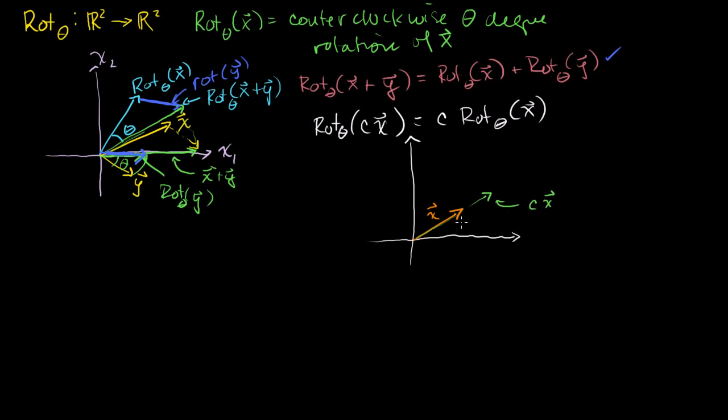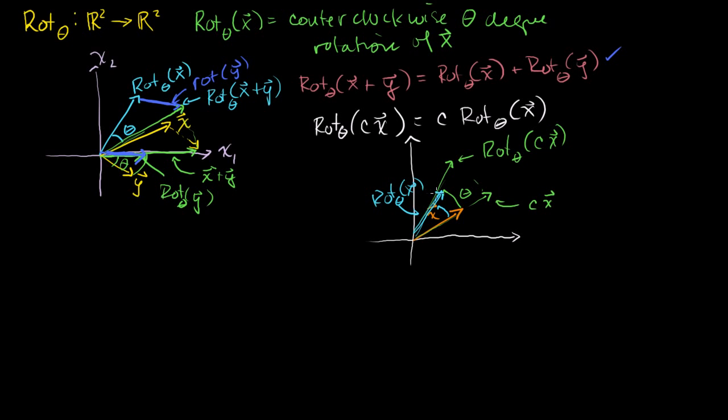And now we're going to rotate that through an angle of theta. So if we rotate that through an angle of theta, you'll get a vector that looks something like this, rotating it counterclockwise. So this vector right here is the rotation by an angle of theta counterclockwise of cx. That's what this is right there. Now what happens if we take the rotation of x first? So if we just rotate x first, we're going to get this vector right here. So this right here is just the rotation through an angle of theta of x.